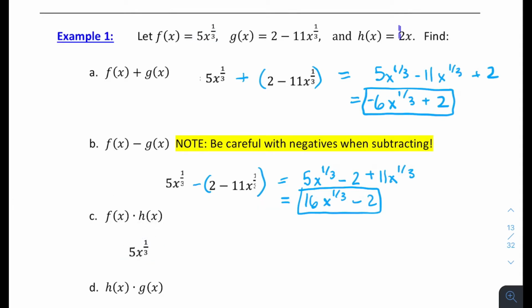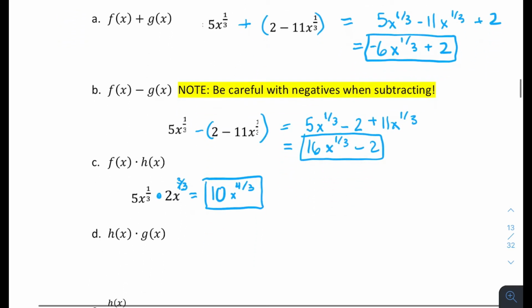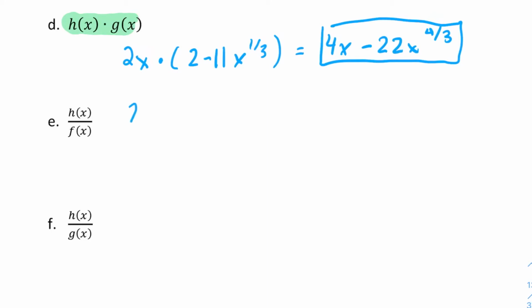This is f of x times h of x, so I'm multiplying them together. If you multiply two terms that have exponents, you're going to need to add those exponents together. So I'll have 5 times 2 is 10, and then I have x to the 1/3 and x to the first. If I get a common denominator, 1 is equal to 3 over 3, which I can add and get 4/3.